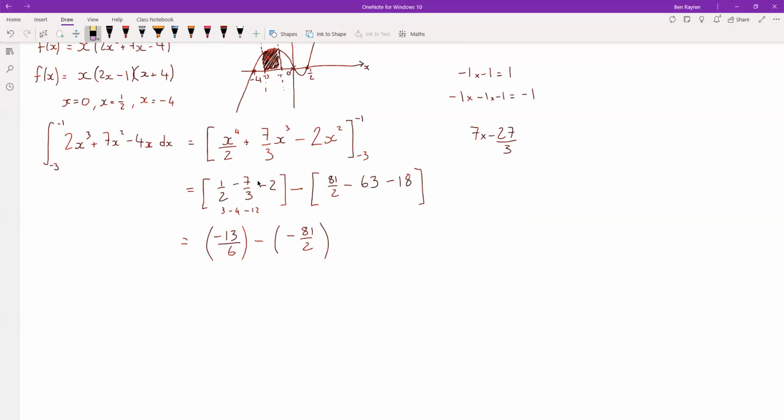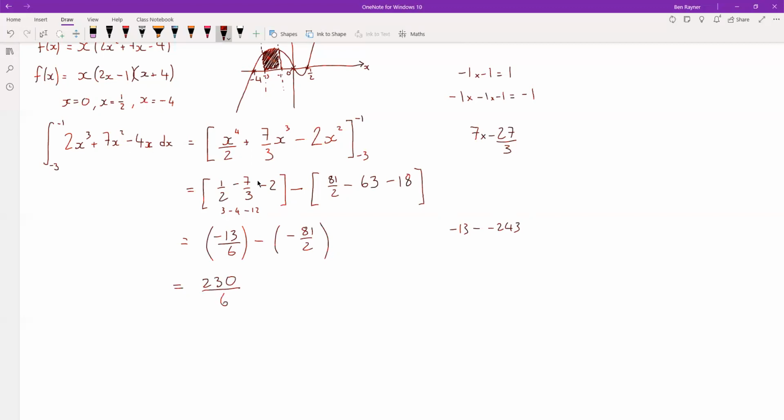If we want to put this over 6 now, yeah, maybe I should. I don't really fancy it, but I probably should. So 81 times 3 is 243. So this is going to be 243 over 6. So I've got -13 minus -243. Now that's really important because that's going to become a plus. So it's going to be 230. And don't forget these were both over 6. So it's going to be over 6.